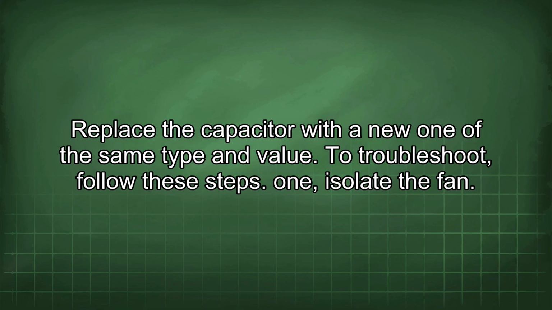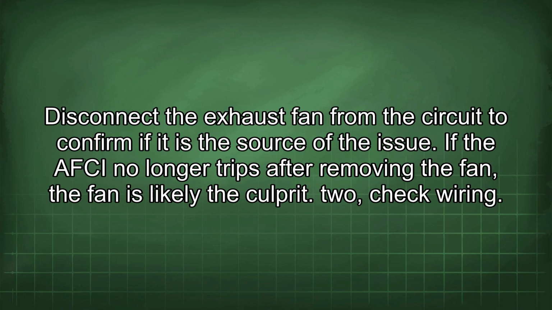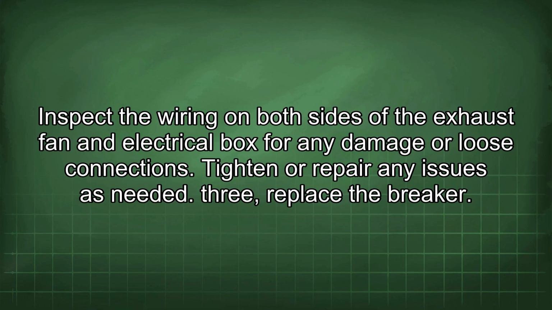To troubleshoot, follow these steps. 1. Isolate the fan. Disconnect the exhaust fan from the circuit to confirm if it is the source of the issue. If the AFCI no longer trips after removing the fan, the fan is likely the culprit. 2. Check wiring. Inspect the wiring on both sides of the exhaust fan and electrical box for any damage or loose connections. Tighten or repair any issues as needed.